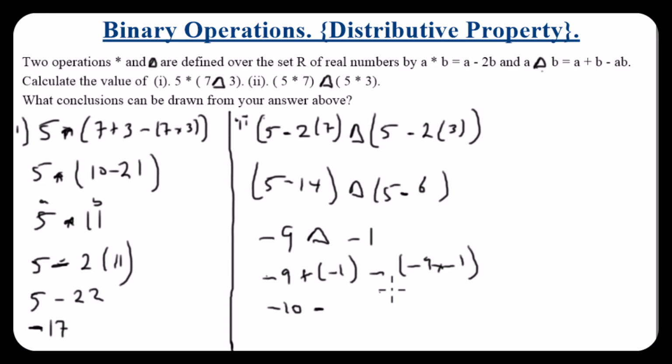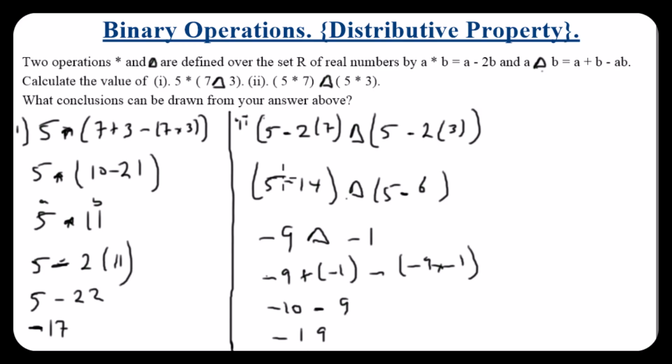Then there's a minus sign here. Minus 9 times minus 1 is plus 9. Plus 9 times this negative sign again becomes minus 9. And minus 10 minus 9 just gives us minus 19.